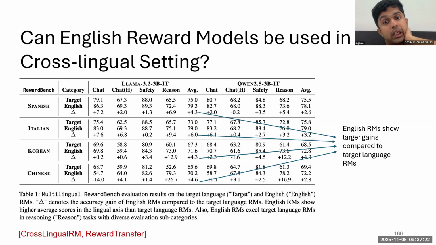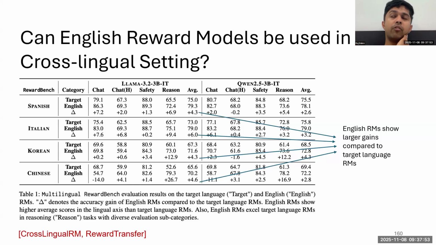Okay, so now that leads to an important question. If you're doing multilingual training during RL, and if you're using reward models during RL, which is very important, the question is, can you use English reward models in cross-lingual settings? By that, what I mean is reward models are typically going to be trained on a lot of English data because that is the most abundant reward modeling data that you have.